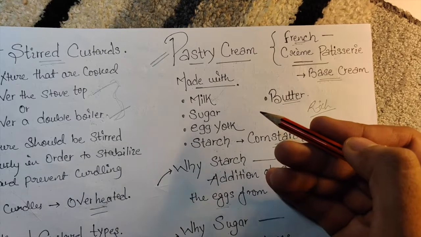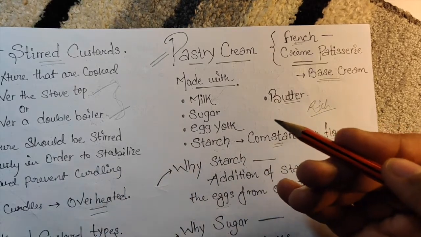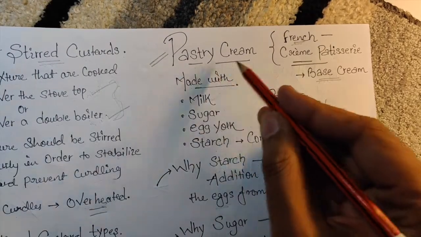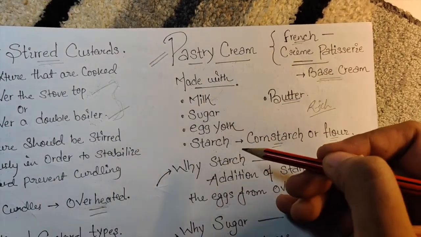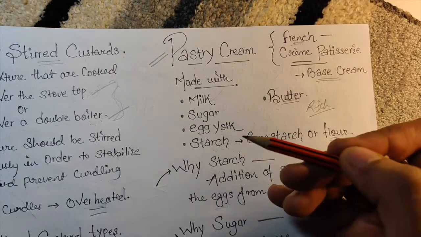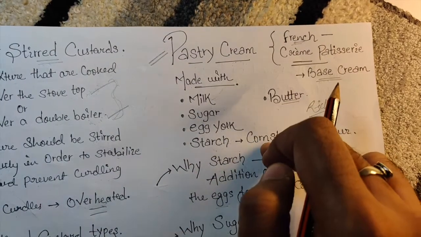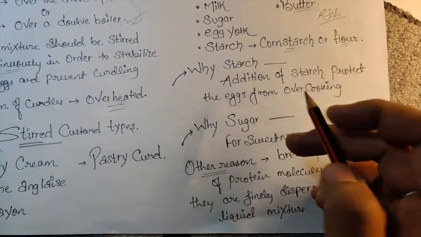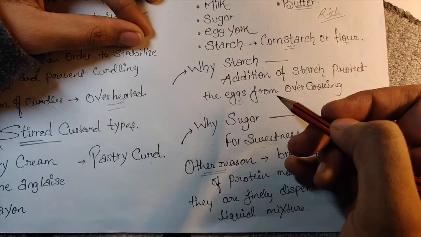Just like the mother sauces have derivatives, right? Espagnole has a demi-glace. Like that, we have pastry cream, and we also have a few derivatives of this. The next video I'll be explaining that. Before that, understand this first. Right, here we go. Every single ingredient, why we use it, and what is the role of that.